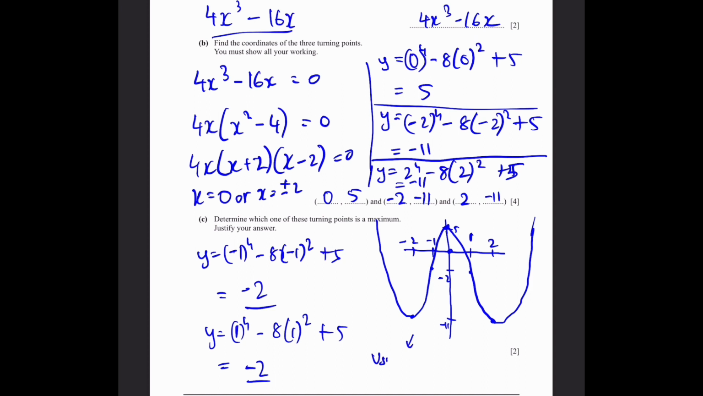Using the sketch, we can determine that 0, 5 is the maximum. I'll just write max for short. We can see that this is one of the turning points since the derivative or the gradient is 0, and we will have all the other points very close to 0, 5 in the graph. They are below it in terms of y value. And that will be our answer.